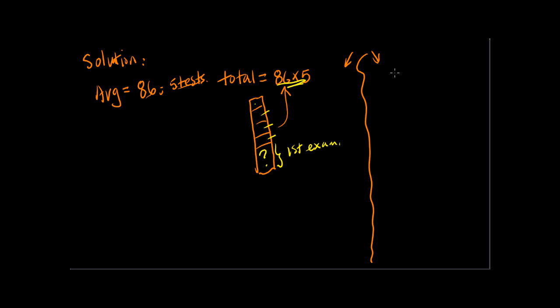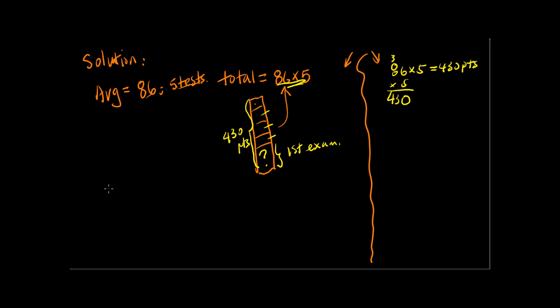All right, let's do it on this side. So 86 times 5: 30, carry over 3, so it's 430 points. So the whole bucket here is 430 points.